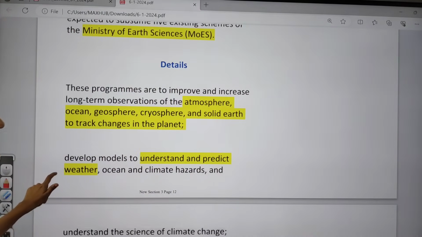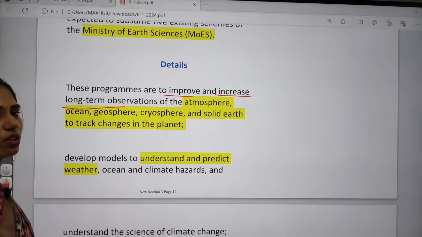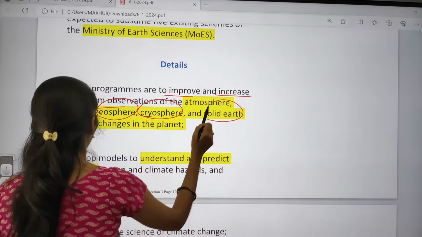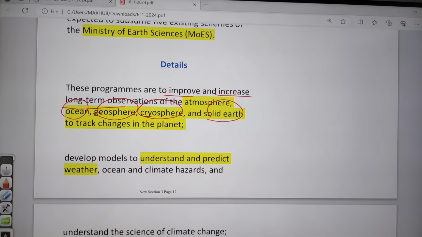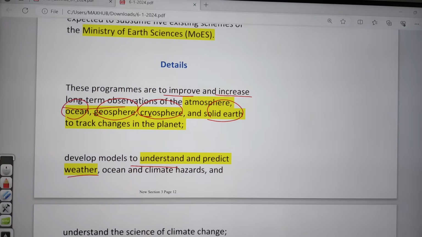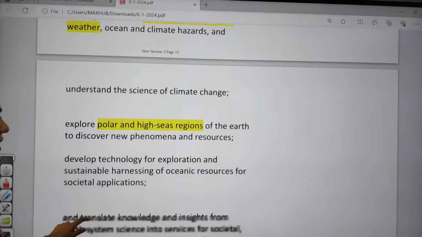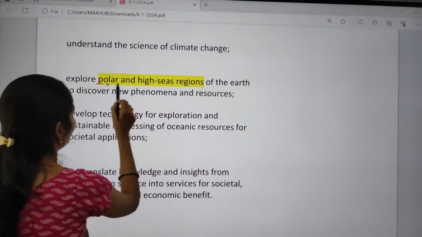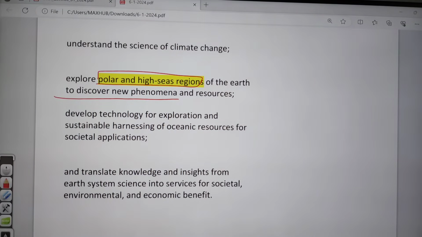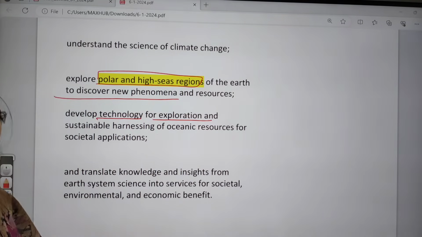If you see some details, it says that these programs ought to improve and increase long-term observations of the atmosphere, and they are focusing on the ocean, geosphere, cryosphere, and solid earth to track changes in the planet. They are also focusing on developing models to understand and predict weather, ocean and climate hazards, and to understand the science of climate change. They want to explore polar and high sea regions of the earth to discover new phenomena and resources.